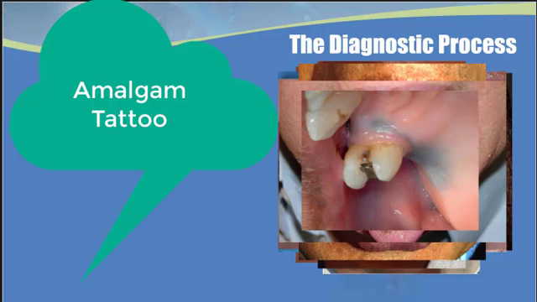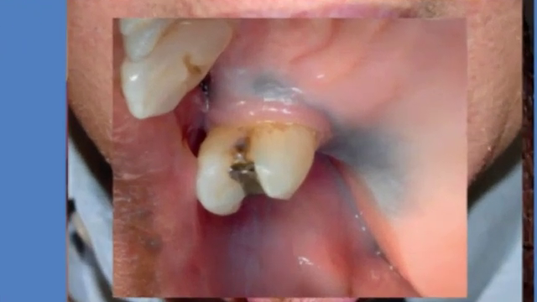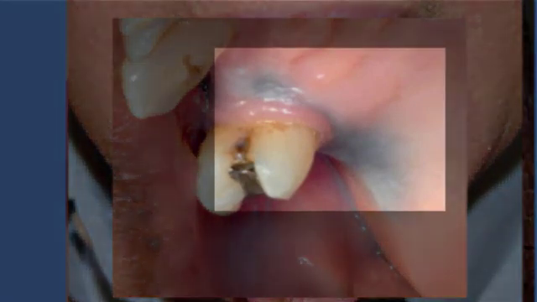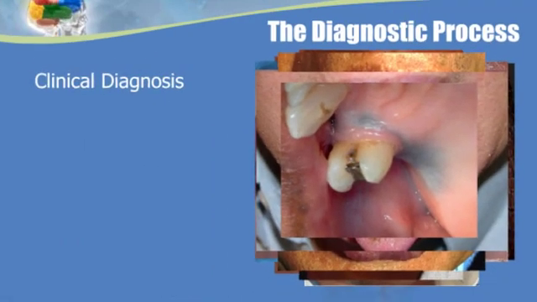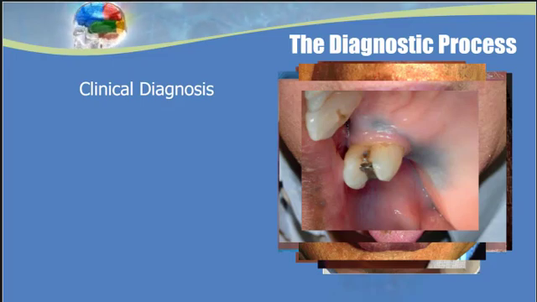This is one you may not have been exposed to yet. This is an amalgam tattoo. An amalgam tattoo occurs when the dental amalgam leaks into the soft tissues. It could easily be mistaken for something really bad like a melanoma, but if you see that the patient has an amalgam filling directly above the lesion, you can safely assume it's just an amalgam tattoo. So that blue-black appearance of the gingiva. Usually let's look around and ask for some history and try to determine if it's an amalgam tattoo.